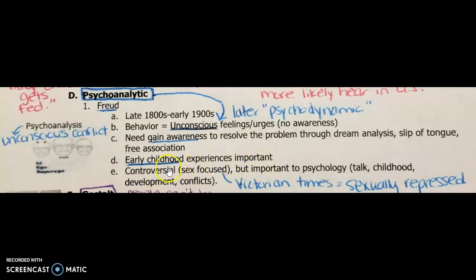Now, even though Freud is controversial, he's important in psychology because he helped to bring about talk therapy, right? He placed a lot of emphasis on childhood experiences and these unconscious conflicts that we need to bring to the conscious level. So although Freud talked a lot about sex, and some of his stuff seems a little like, what? He did offer a lot to the field of psychology, and that's why we continue to learn about him.